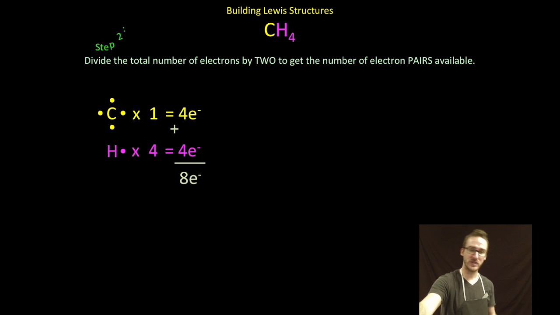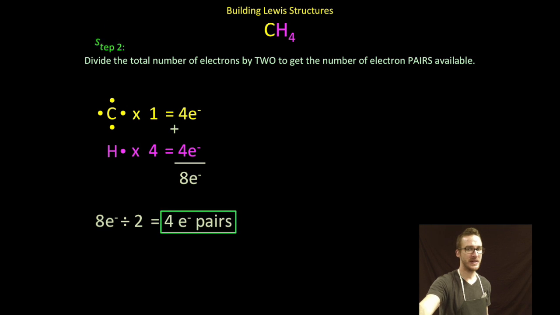Step 2: Just divide the total number of valence electrons by 2 to get the total number of valence electron pairs available. In this case, 4 pairs available.